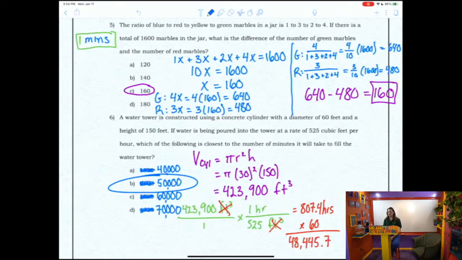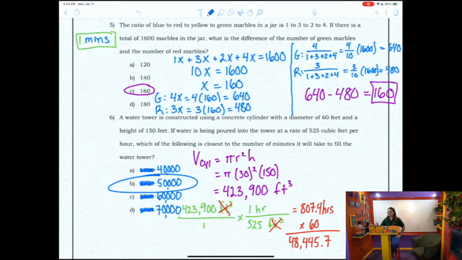807.4 hours. But again, those are hours, so I'm going to have to multiply by 60 to get 48,445.7 minutes. And that's closest if we round up, because it's greater than 45,000, we would round up to the next 10,000 multiple of 50,000. So the answer here should be B, 50,000.